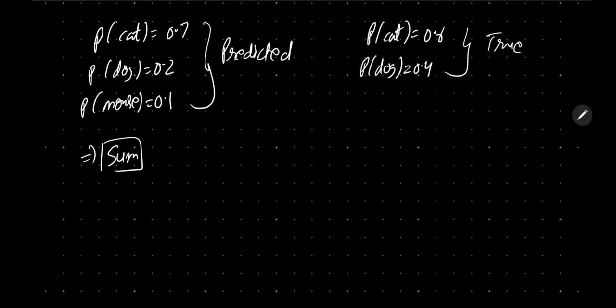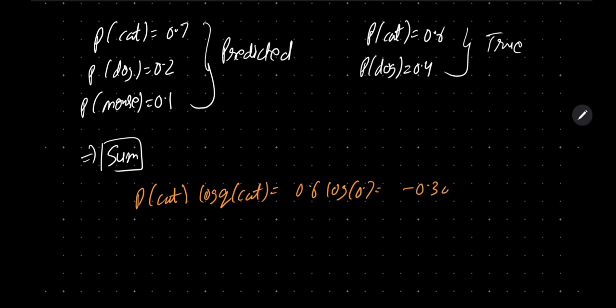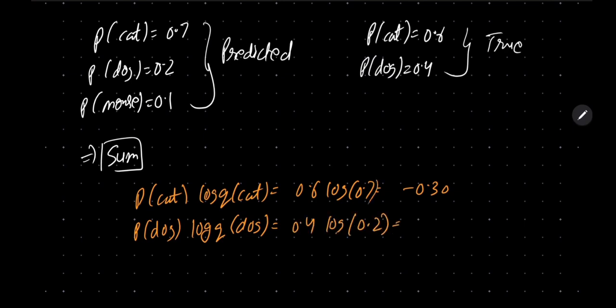Now we need to do the sum. This is our goal, right? So I'll change the color. Now for probability of cat, times log of q cat, this is going to be 0.6 into log of 0.7, which is about minus 0.30. Similarly for dog, log of q dog: the true is 0.4, and inside the log it is going to be 0.2. So this is going to be 0.4 into about minus 2.3, which is minus 0.92.